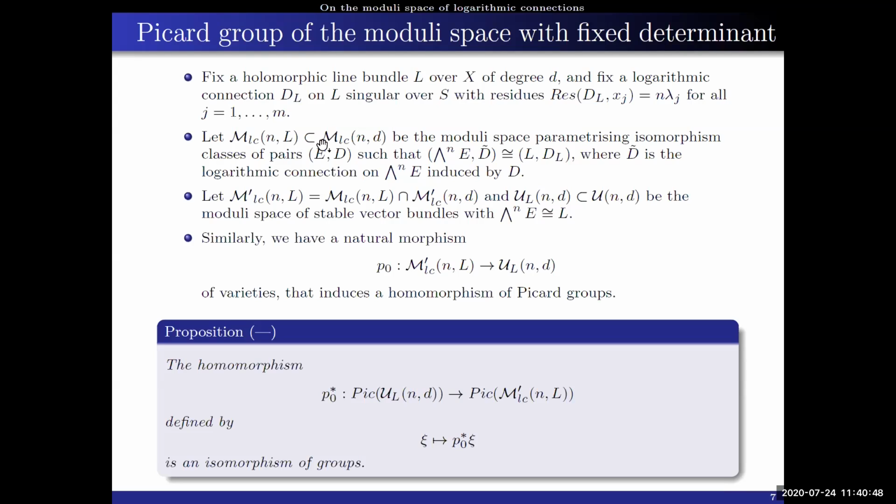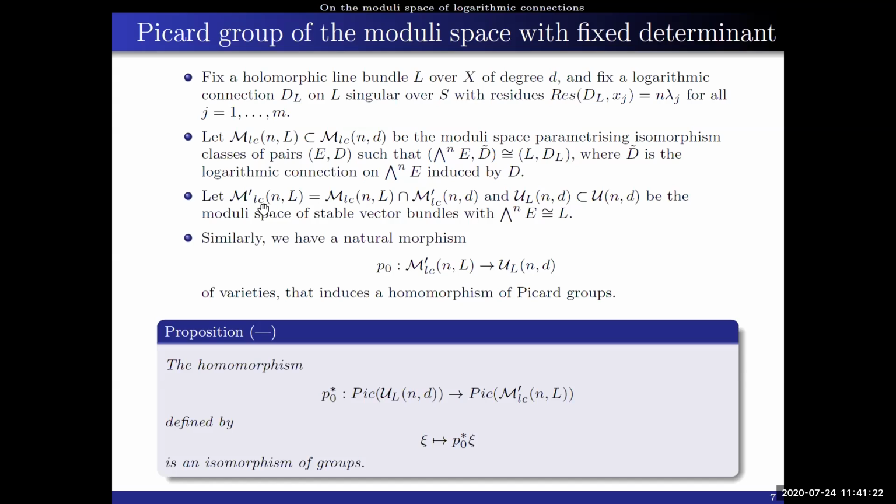So let MLC NL, contained in MLC ND, be the moduli space parameterizing isomorphism classes of pairs such that the top exterior form of (E, D tilde) is isomorphic to the pair (L, DL). This isomorphism means there exists an isomorphism from the top exterior power to L which satisfies a commutative diagram, where D tilde and DL are connections going from the top exterior power of E to itself tensor Omega 1 X tensor O X of S, and similarly here. And D tilde is the logarithmic connection on this induced by D.